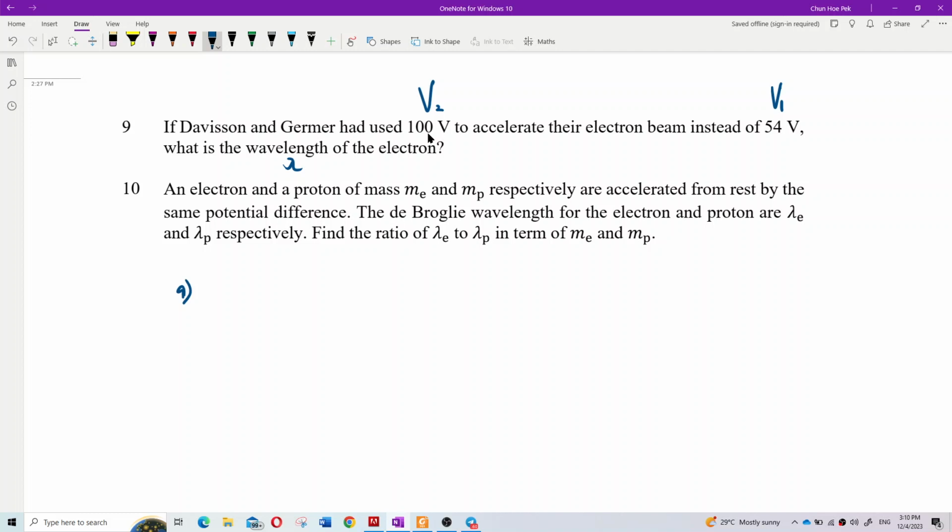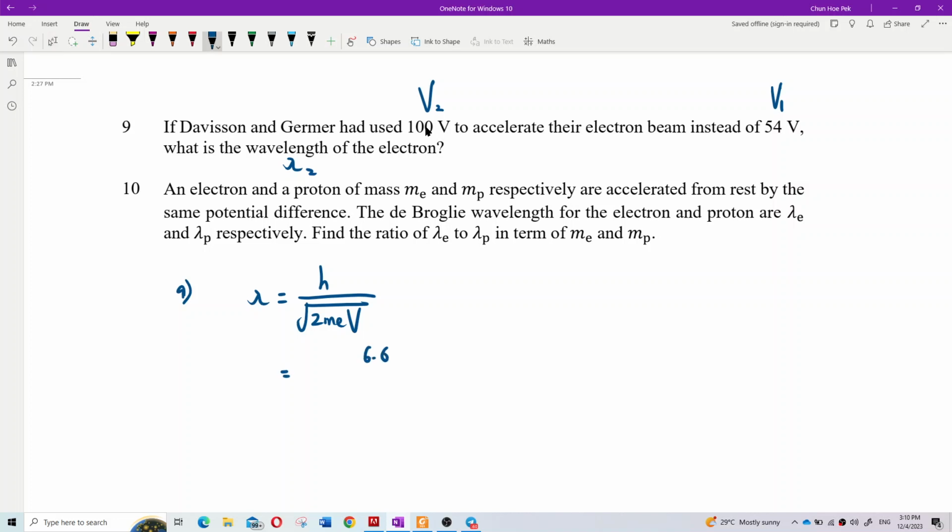Okay, actually, to find this wavelength, you don't need the V1. You just need V2. Wavelength is lambda 2. So you just use the formula lambda equal to h over root 2meV. Okay, wavelength, so you can find it already.